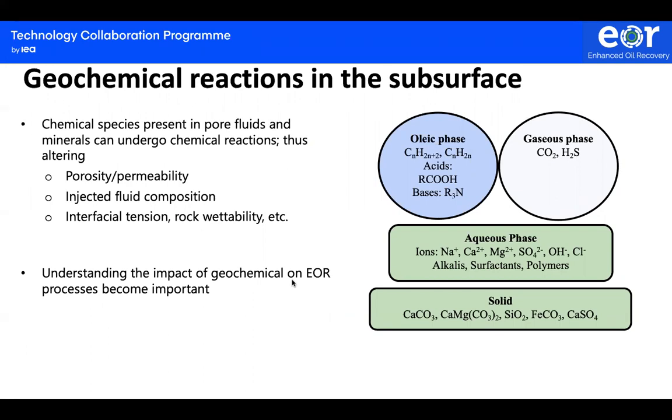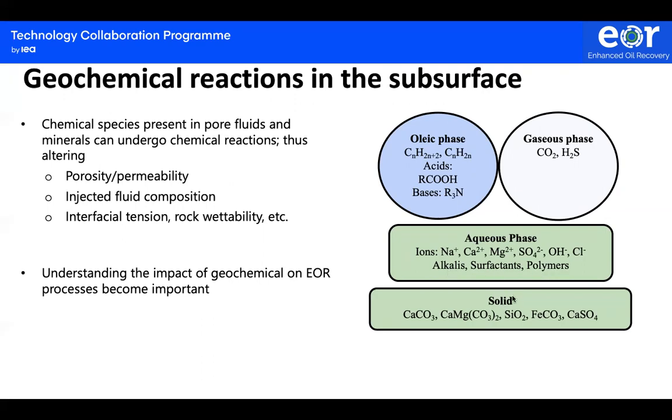So when you think about geochemical reactions in the subsurface, you can think of this as a reaction between different species. You can have species in the oleic phase, for example, organic acids and bases. Similarly, in the gaseous phase, you can have gases like CO2 and H2S. In the aqueous phase, of course, you have some ions, but in the case of ASP flooding, you also have alkali, surfactants and polymers.